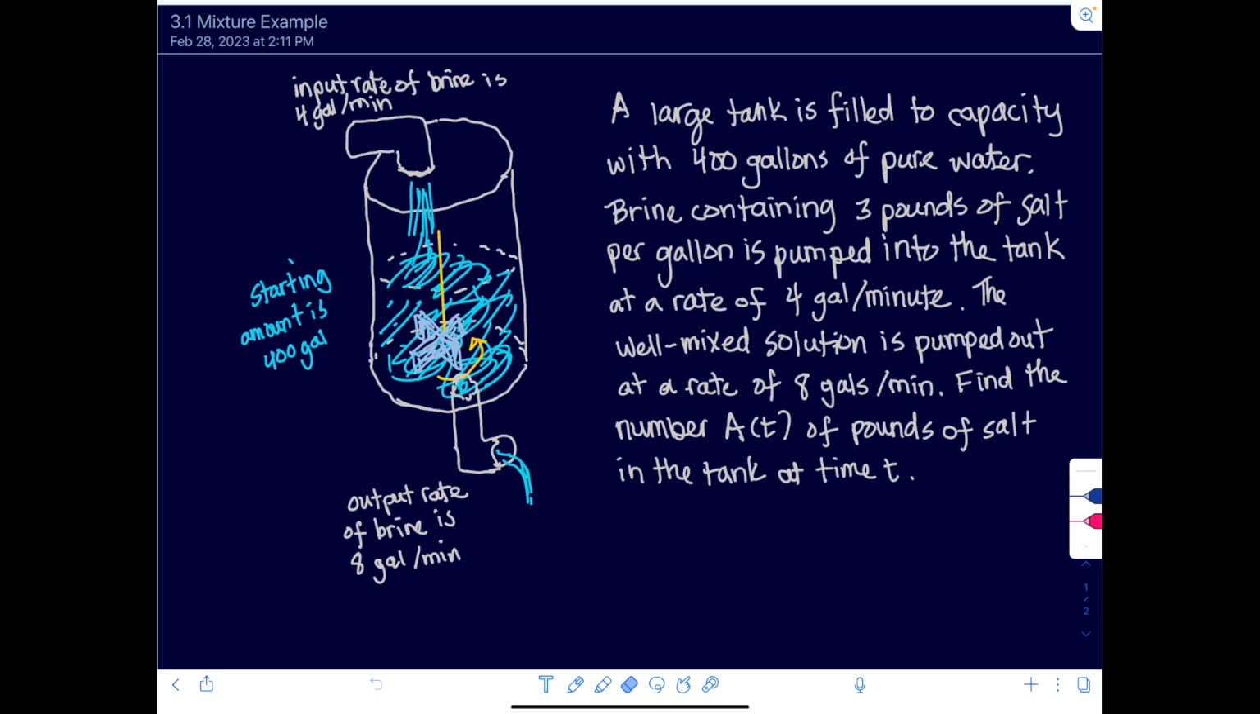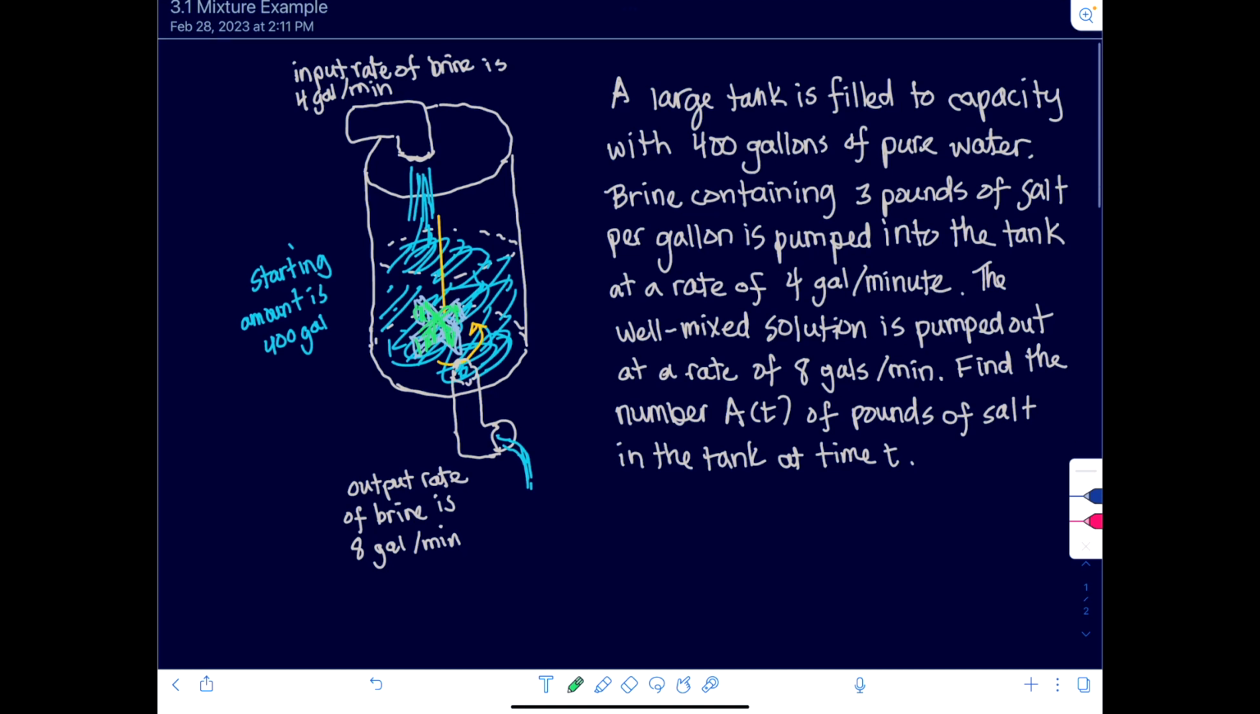So here's the situation. We've got a large tank filled to capacity with 400 gallons of pure water. Brine containing 3 pounds of salt per gallon is pumped into the tank at a rate of 4 gallons per minute. The well-mixed solution, that's my version. You can see why I'm not an artist, but this is the mixer here, my attempt to draw. It's mixed really well, and it's pumped out faster, at a rate of 8 gallons per minute. So we want to find the amount of salt, in pounds, in the tank at time t. So let's check it out.